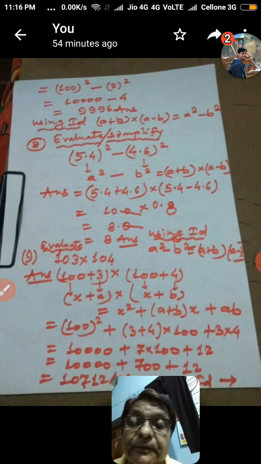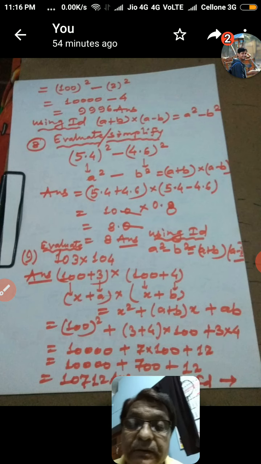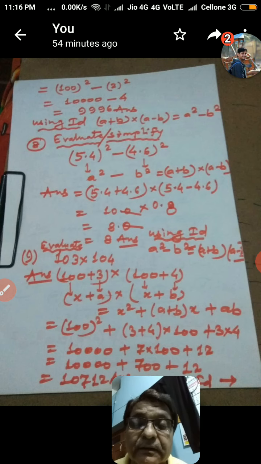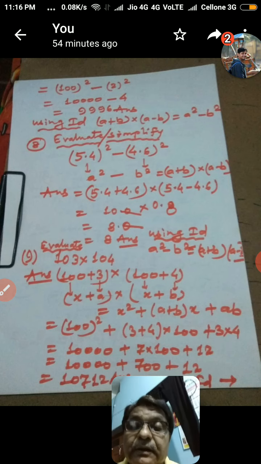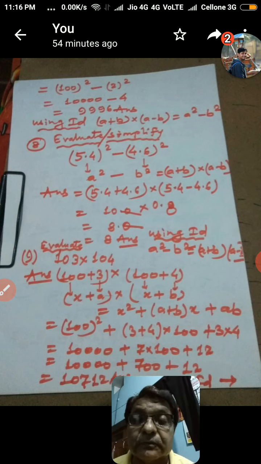But here you see, only the first term in both the brackets is the same, whereas in the second term there is a difference. It means only the first is the same in both brackets, and such an identity is the fourth identity, where x is the same in both brackets, but the second term in one bracket is plus a, whereas in the other it is plus b. So here our question is based on (x + a)(x + b).